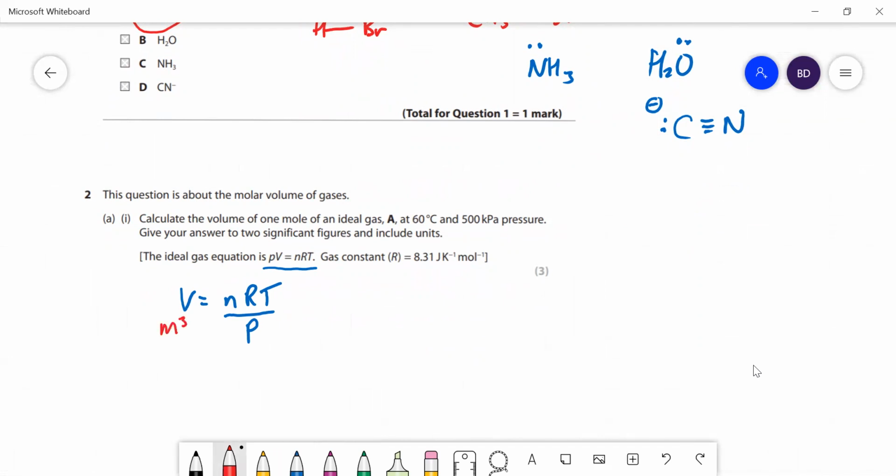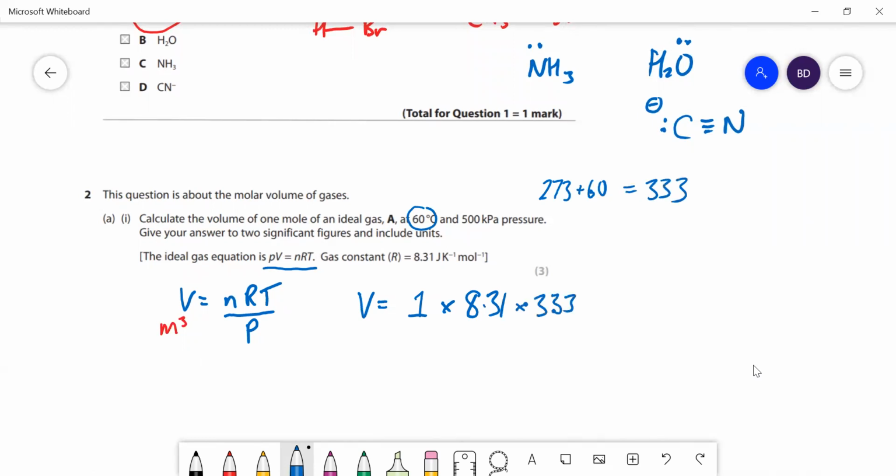So our volume, in meters cubed, is going to be equal to the number of moles, which is 1, the ideal gas constant, 8.31. The temperature has got to be in kelvins, so that is 273 plus 60, which equals 333 Kelvin. And the pressure can't be in kilopascals, it must be in pascals, so that's 500 times 10 to the power of 3. And that works out to be 5.53 times 10 to the minus 3 meters cubed.